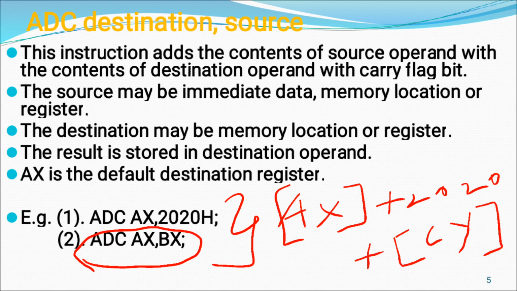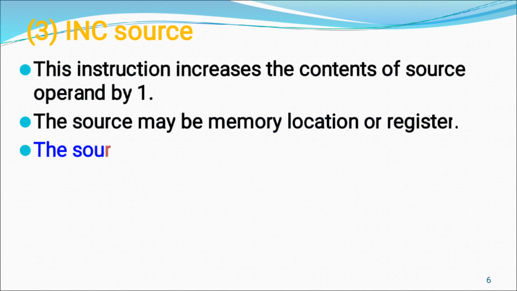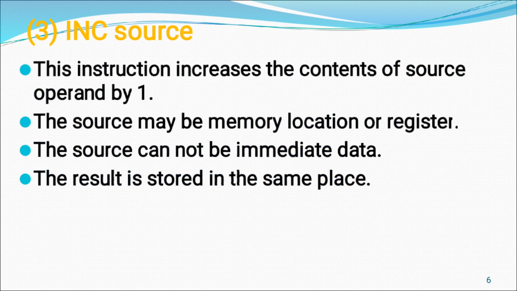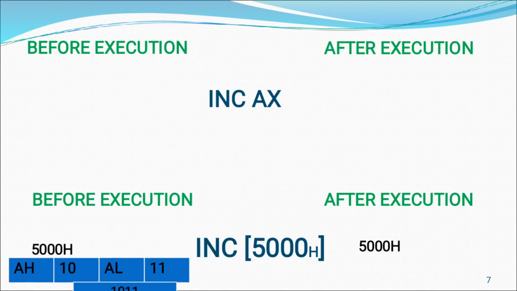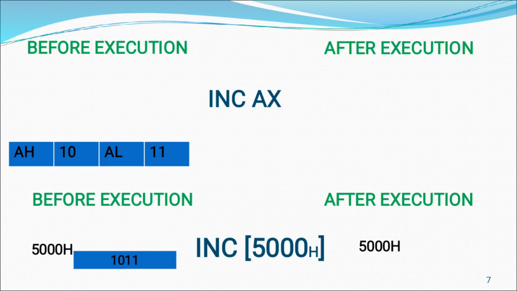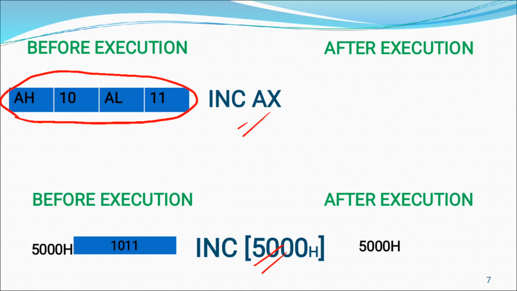Next, we are going to discuss the increment instruction. INC source. The source can be an internal register or a memory location. The content of the register or memory location is increased by 1 while executing the increment instruction. This is an example for the increment instruction: INC AX is the first example, and the second example is INC within square brackets 5000. Before the execution of this instruction, let us consider that the AX content is 1010.